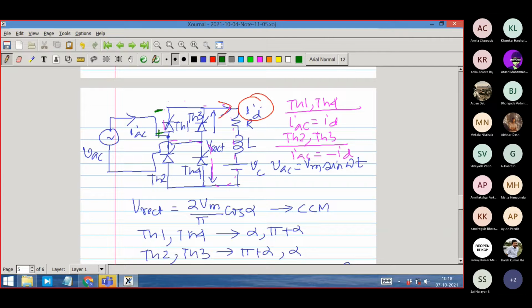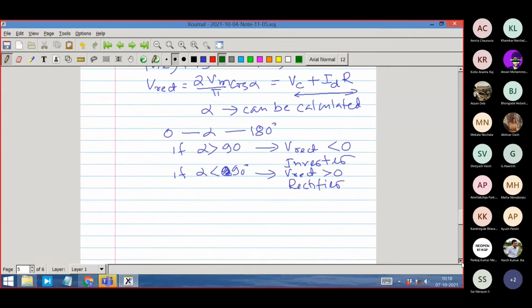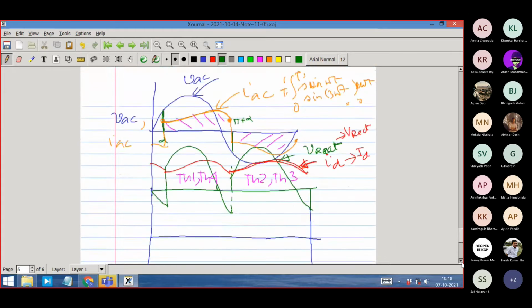Suppose this is TH1, that means the anode is plus, and that voltage, let us call it VTH1. VTH1 is the voltage across the thyristor with the convention that anode is plus and cathode is minus. So how do I know what is the voltage across the thyristor TH1 during the period?